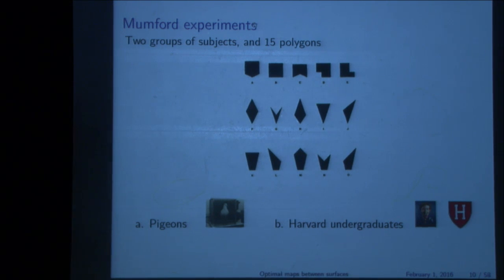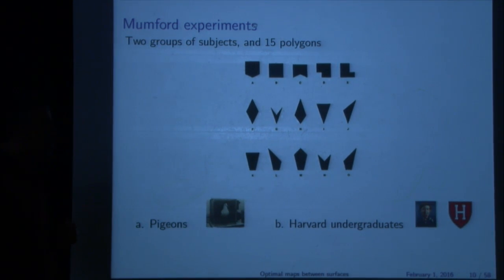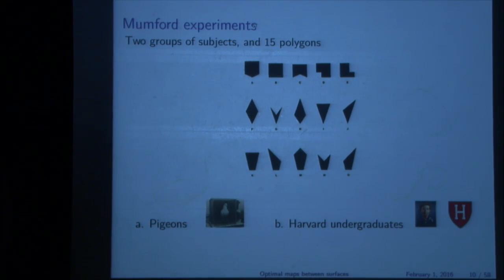And the way the tests were run was, a pigeon, one of these shapes was assigned to a pigeon, and a pigeon was trained over the course of some time to peck at a key and get a reward only if that shape came up and not if one of the other shapes came up. And by measuring the number of mistakes the pigeon made, you could get an idea of how similar in the pigeon's brain two shapes were. So from that data, a distance matrix was created for these 15 shapes.